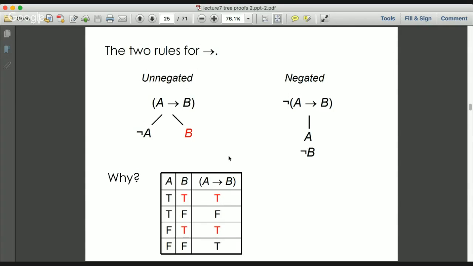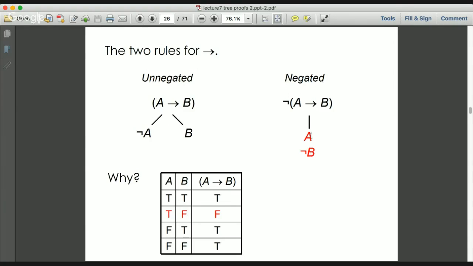That's why this works. And then all we need to do for this one is just corresponds to this second row of the truth table. So already I think you can see there is going to be a direct link between what these rules are doing and what the truth tables are doing. They're really just saying the same thing in different ways. The branches are the rows.